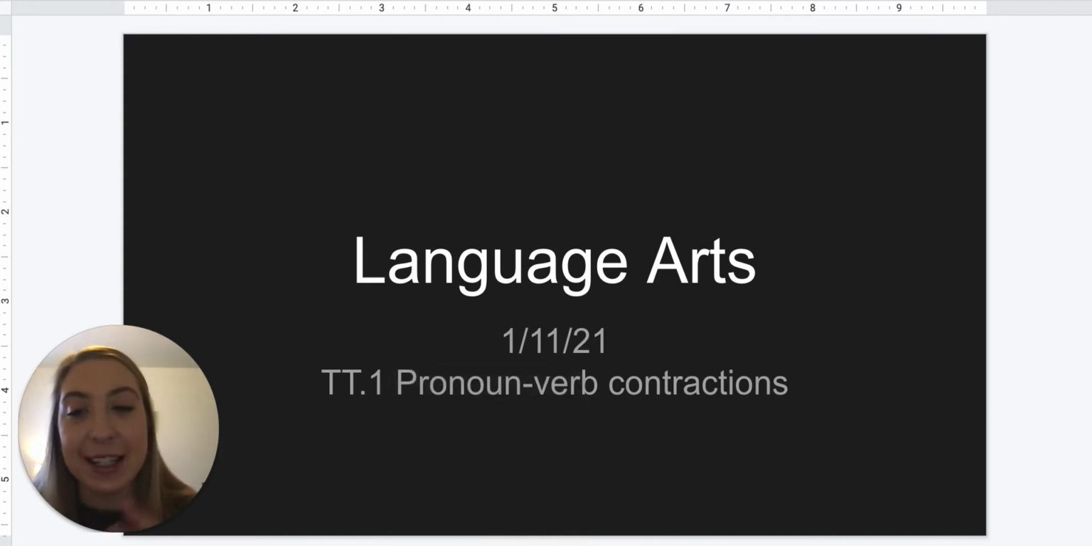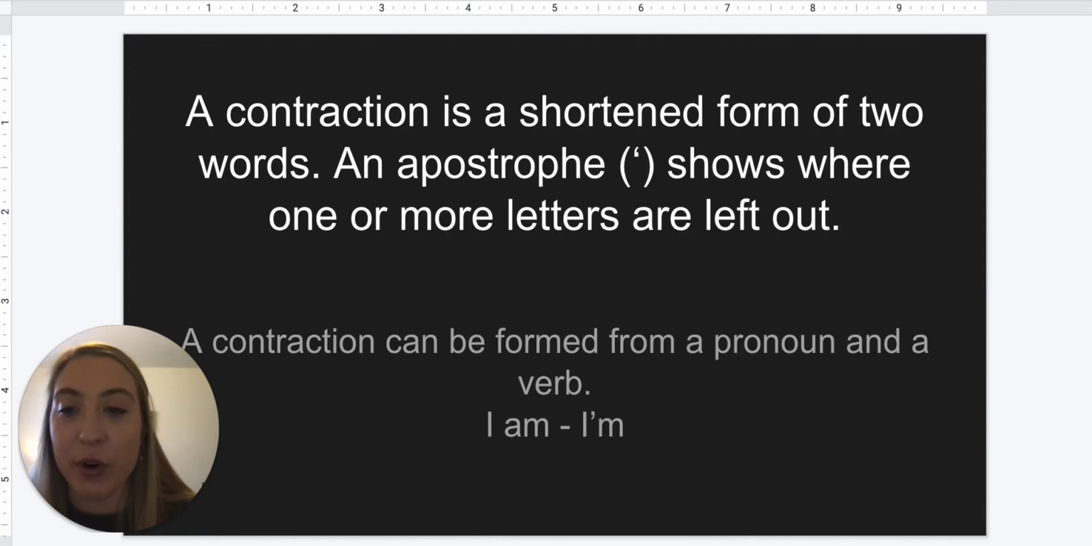Happy Monday. Today and tomorrow for language arts, we're going to be going over contractions. Today we're going to be learning about a pronoun and a verb, combining them together into one word with contractions with apostrophes. So let's go over what it means. A contraction is a shortened form of two words. So we're taking two words and we're putting them together.